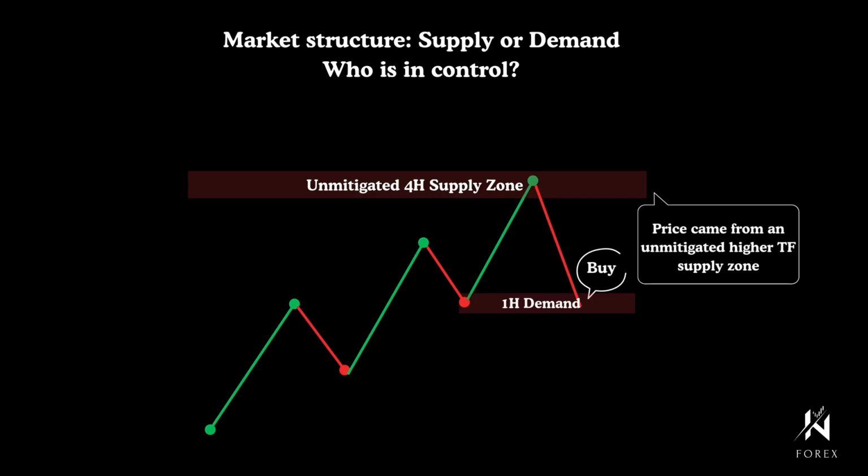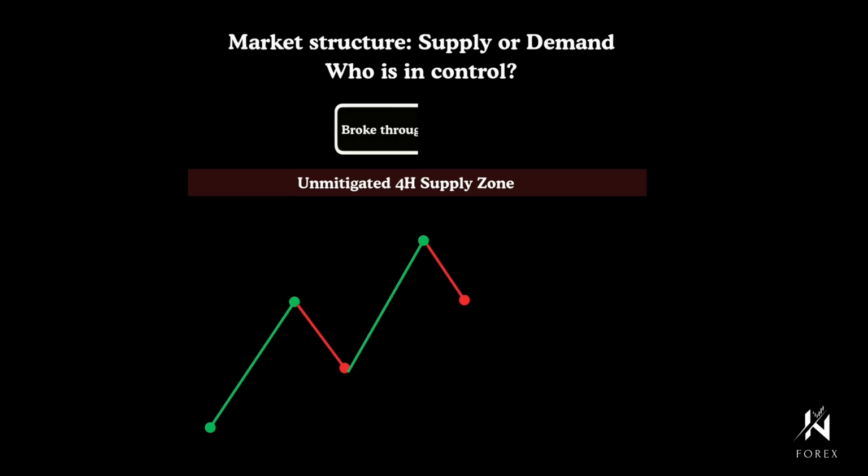That means you should focus on trading with the dominant market force. Say you're waiting for a demand setup to go long, but the price has dropped from an untouched supply zone. In that scenario, supply is controlling the market, and entering off demand requires solid confirmation. Always identify the origin of the price move.